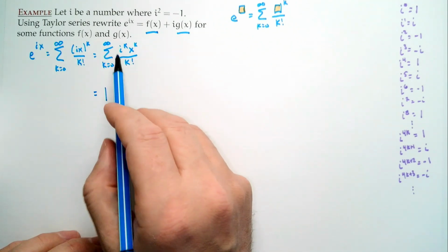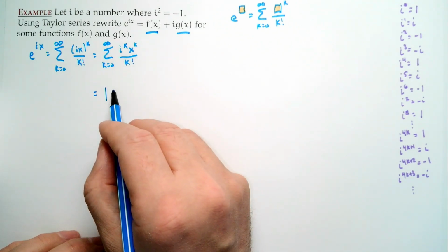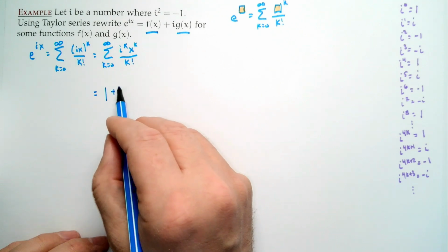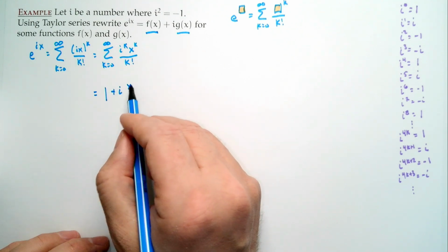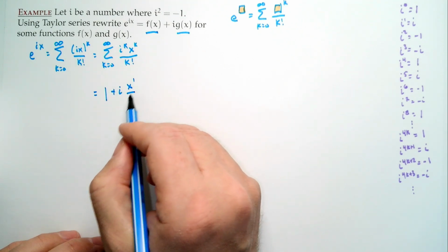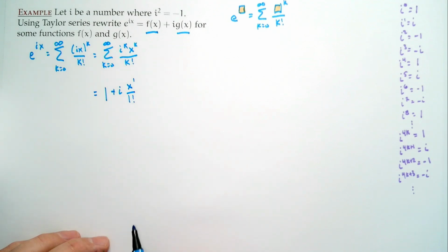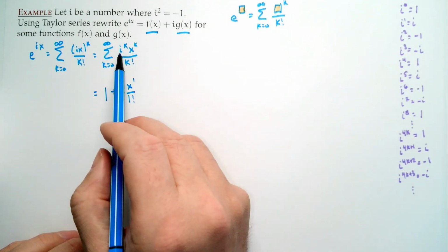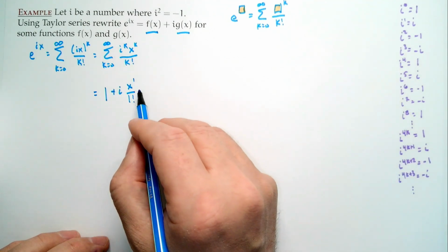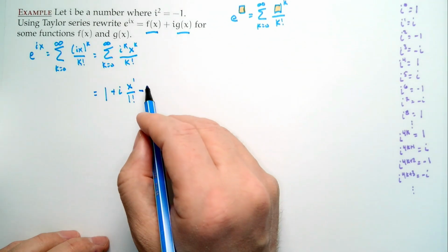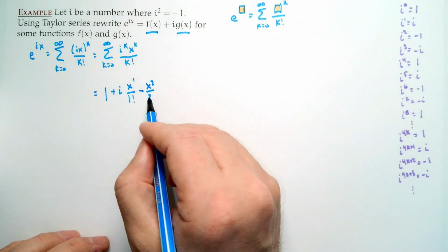Then the next term, i to the 1, that's an i. So we're going to have plus i, and then there's going to be x to the 1 over 1 factorial. Now the next term, i squared. Well, that's a minus, and there's no i at all. So minus x squared over 2 factorial.